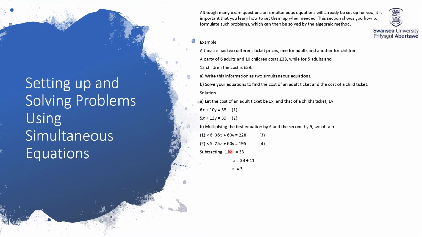So I can now subtract them from each other. Remember, different signs, add; same signs, subtract. You can see the signs are the same, so we subtract. If we do that, we have 36x minus 25x is 11x, 60y minus 60y is 0, and 228 minus 195 is 33. Then we just divide both sides by 11 to give us x equals 33 divided by 11, which gives us the answer x equals 3.